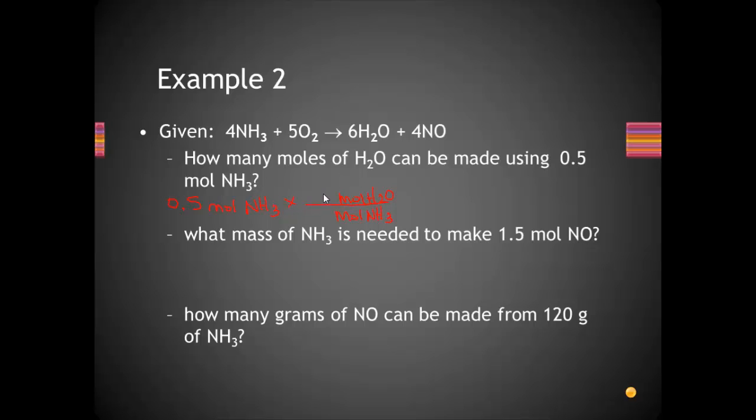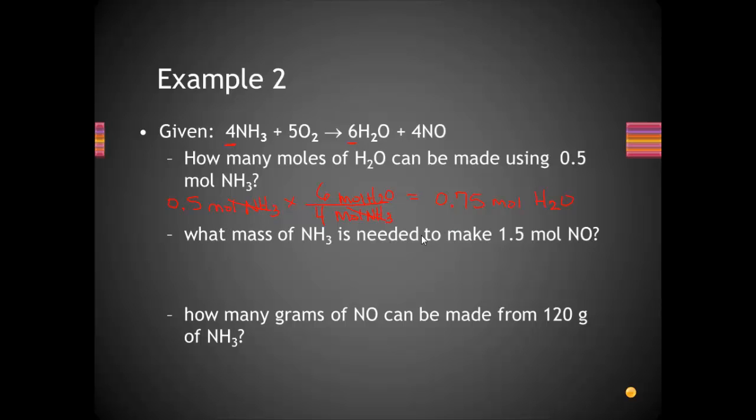So I'm going to get these numbers from the coefficients in the balanced equation. There's a 6 here in front of water, and there's a 4 here in front of NH3. So moles NH3 cancels. I need to use my calculator here. I'm going to multiply straight across the top. 0.5 times 6, divide by 4, and you get 0.75 moles. That's the number and the unit, and I also want to put that it's moles of water. What that means is if all 0.5 moles of NH3 react, I will make 0.75 moles of water.